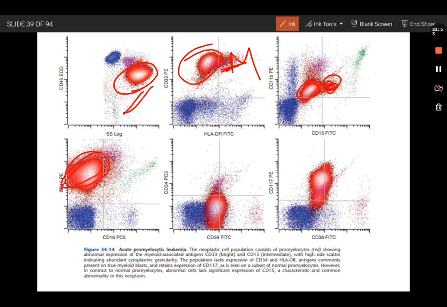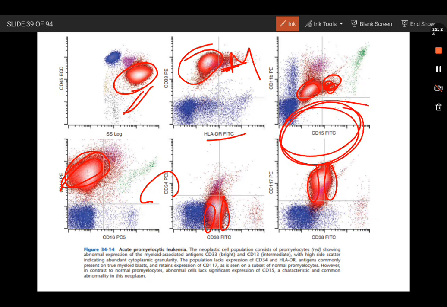CD13 positive. And then here we have CD38 positivity, CD34 is not positive, so it's not having blasts. And then CD7, CD117, and this is lacking the expression of CD34. So CD34 is negative, and HLA-DR is also negative, with high side scatter, but CD117 is seen. That might be indicating normal promyelocyte. So the problem is there is significant lack of expression of CD15, which is characteristic for promyelocytic leukemia. This is a characteristic and common abnormality in promyelocytic leukemia. So this is APML.